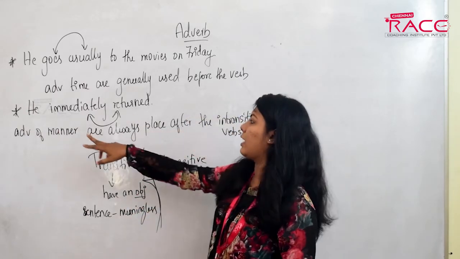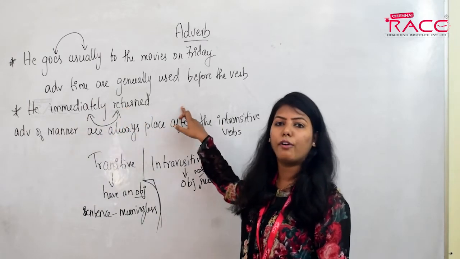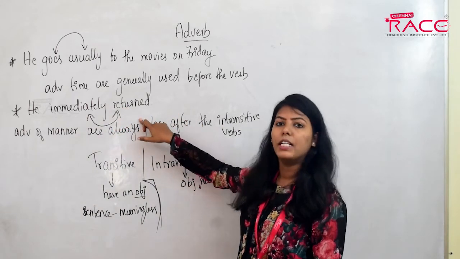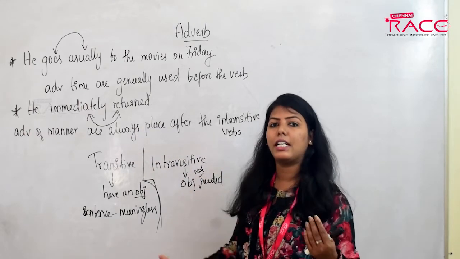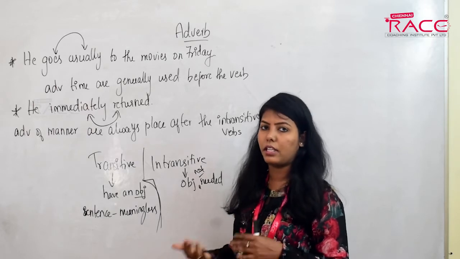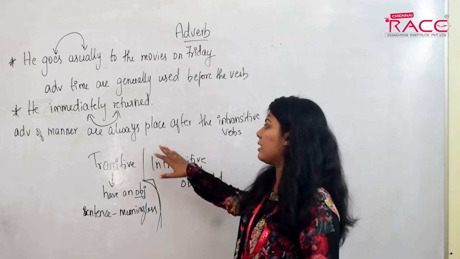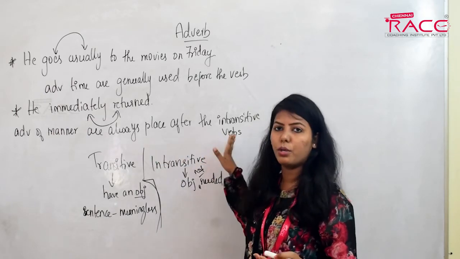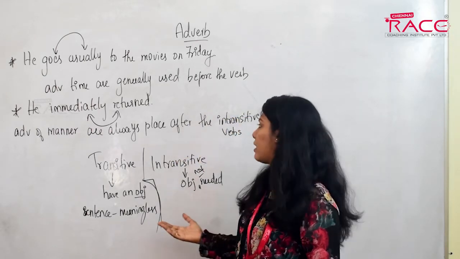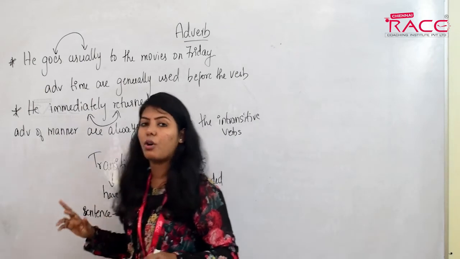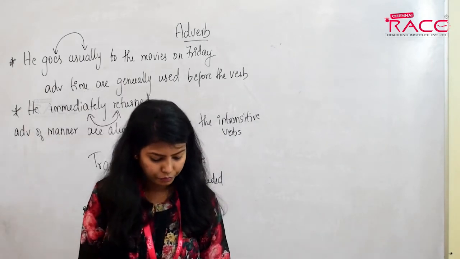See this sentence, he returned immediately, okay. There is no object here. He returned immediately and it is not followed by an object, but still the sentence is right. The baby cried, he laughed, we played. These are intransitive verbs that need no object to follow. So if you are using an intransitive verb, the adverb of manner should always be placed after the intransitive verb. Okay, so next one.